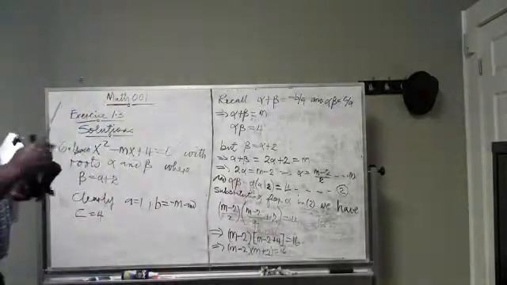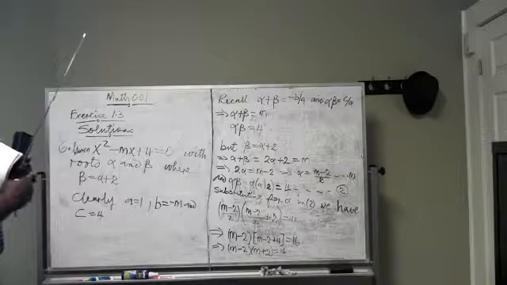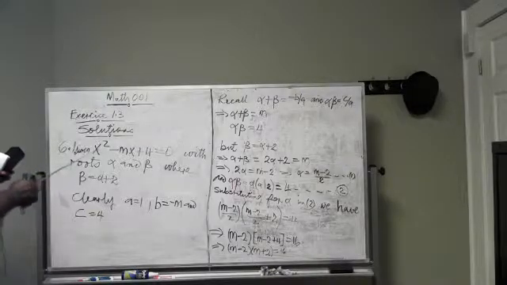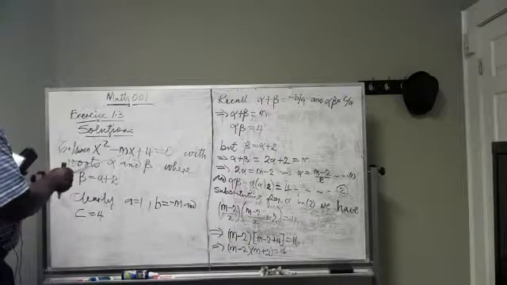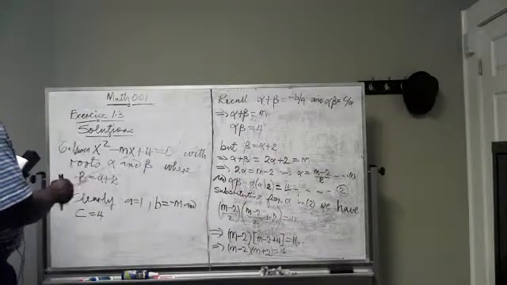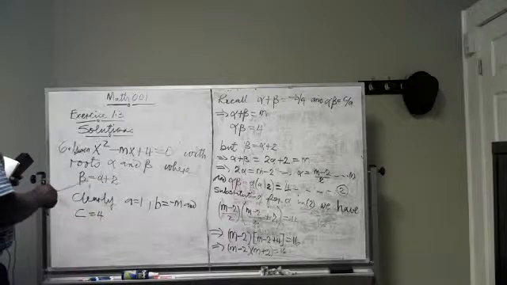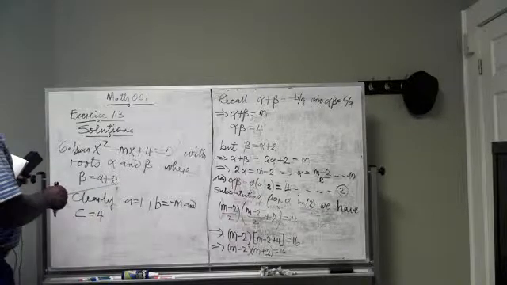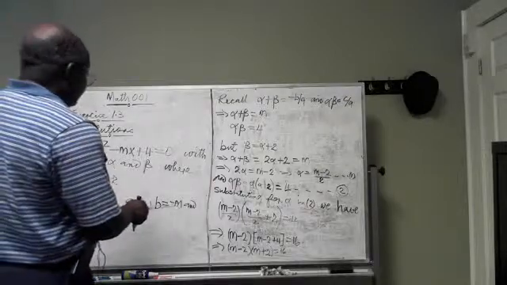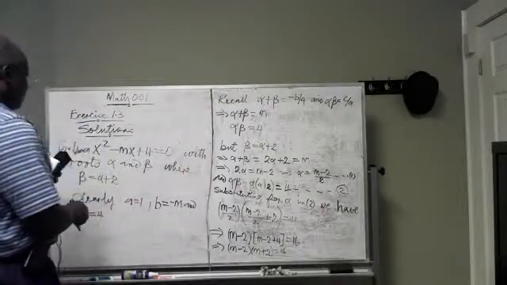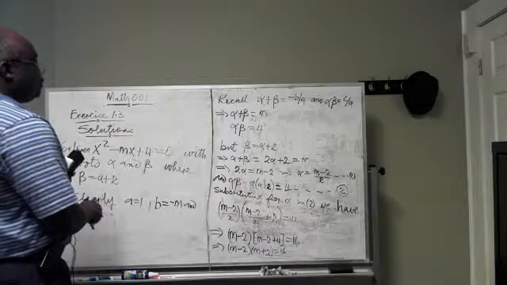first let me explain before rubbing off the board. Given x squared minus mx plus 4 equals 0 with roots alpha and beta, where beta equals alpha plus 2. Clearly a equals 1, b equals minus m, and c equals 4.